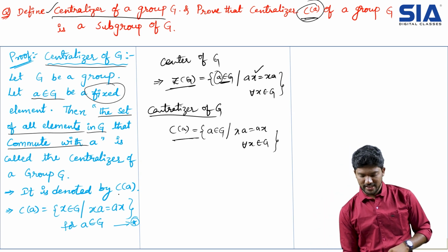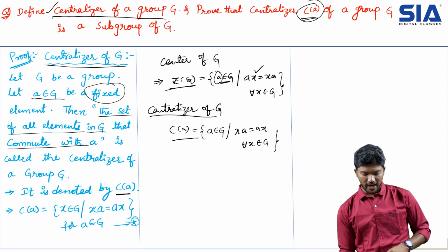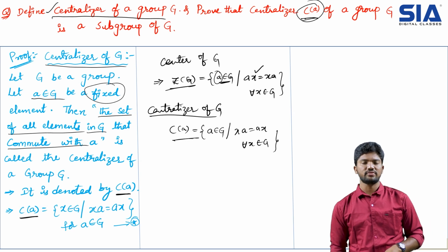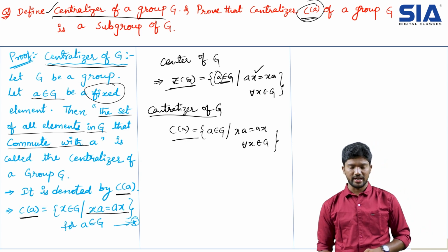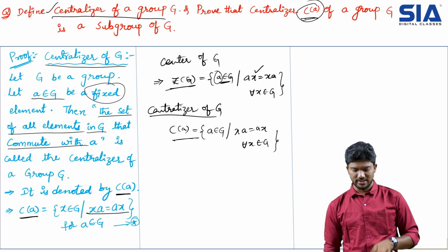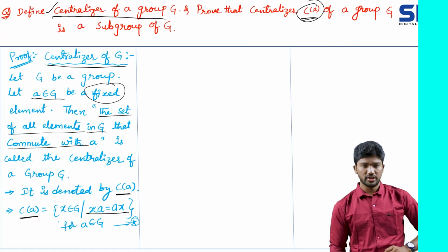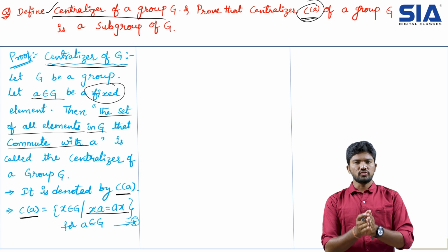Mathematically it is denoted by C of A, and it is defined as C of A equal to the set of small x belongs to capital G such that x into A is equal to A into x. This is taken as equation number one. So now we are going to start the proof of this theorem.